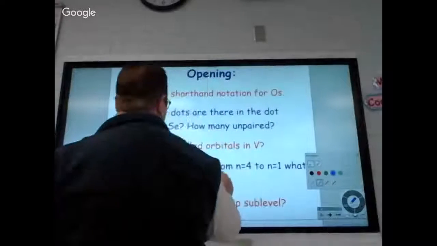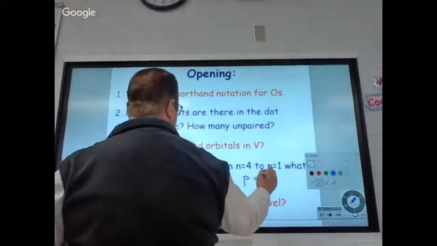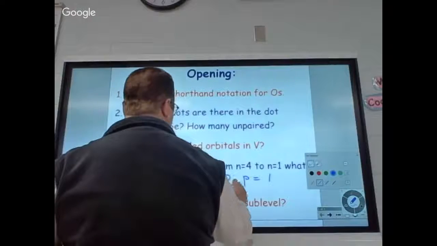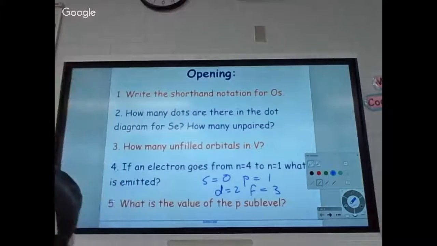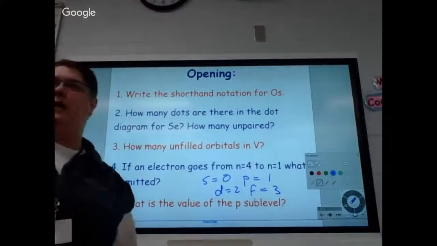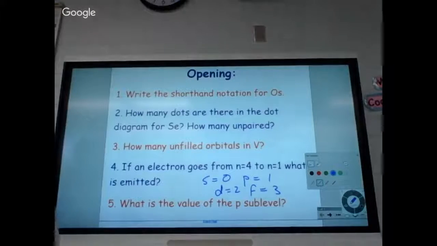S is equal to 0, P is equal to 1, D is equal to 2, and F is equal to 3. Those are their L values, okay? That's the L value of the sublevel. Questions about anything I put on the board? Okay, that's just sort of a smattering of things we did before break.